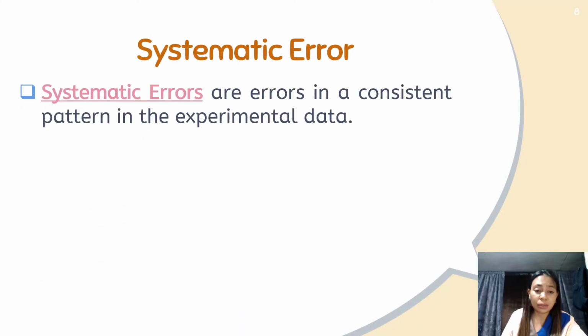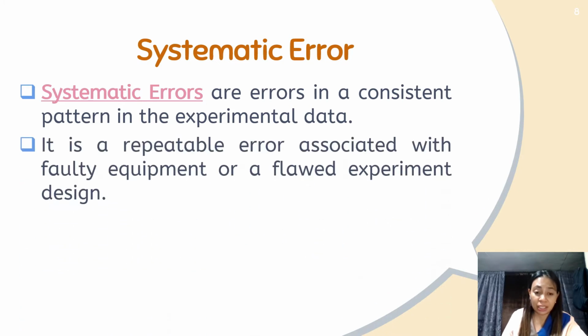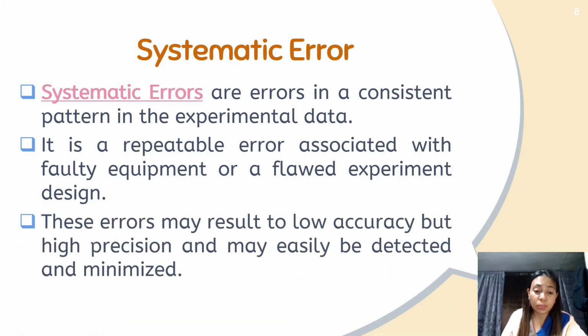While systematic errors are errors in a consistent pattern in the experimental data. Because it is consistent, we can easily identify the error. It is a repeatable error associated with faulty equipment or a flawed experiment design. As I've said, these errors may result in low accuracy but high precision, and may easily be detected, because they are consistent.